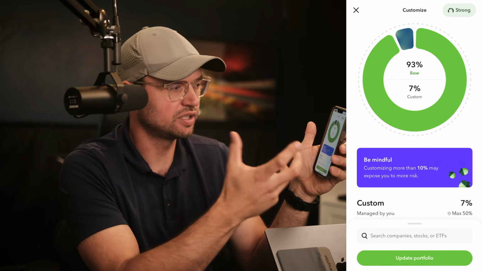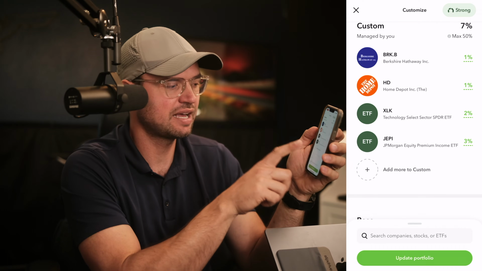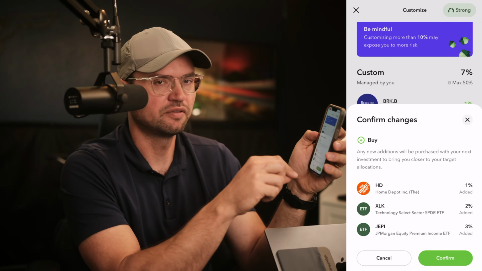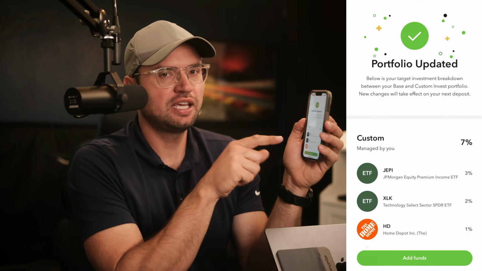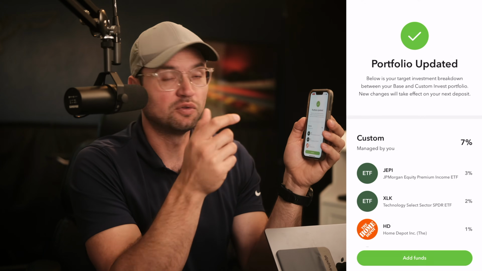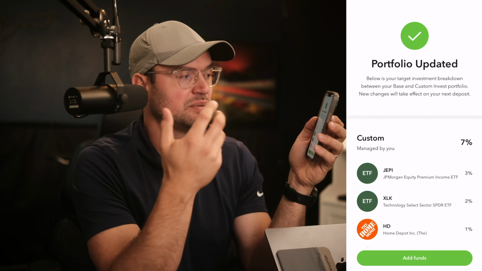93% of the base portfolio, 7% of my custom portfolio based on these new selections, and then we still have to hit update portfolio. They're going to make us confirm the changes because Acorns is cautious like that. I confirm, bazinga. Now something that might be confusing to people is that change hasn't even happened yet. I've requested this to happen, but nothing will happen until I actually deposit more money.